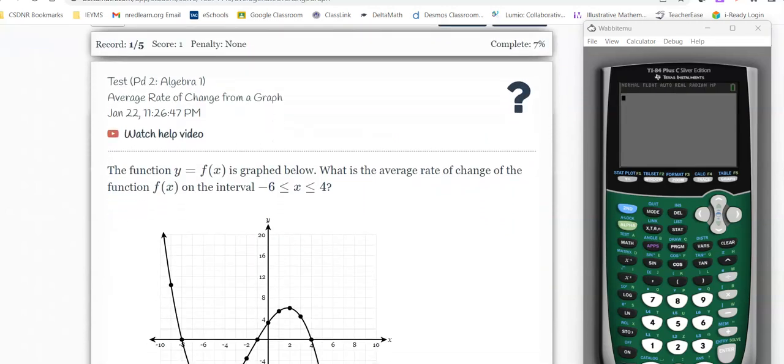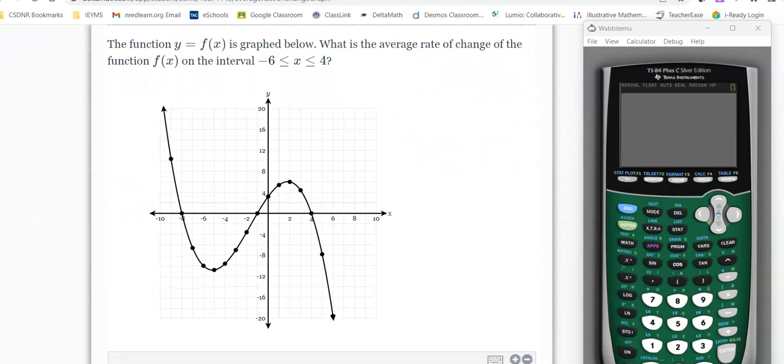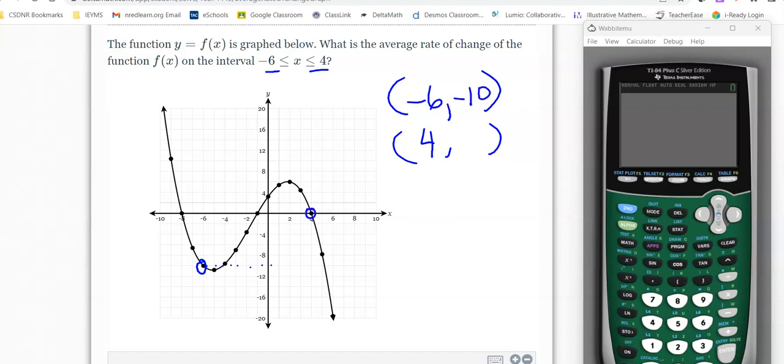All right, let's take a look at this graph. Again, remember they're looking for you to find the values for 2 points, and they will tell you what the x values are, negative 6 and positive 4, and they want you to find the y values using a graph. So if x is negative 6, we find the function here, and if you look carefully, that is the value negative 10. And when x is positive 4, the graph is at 0, and we're looking for the average rate of change from here to there.